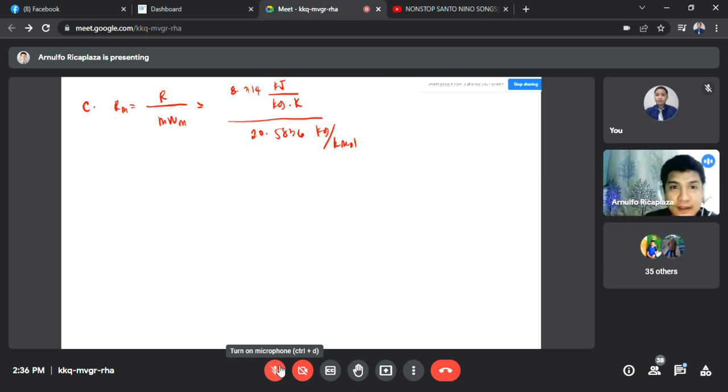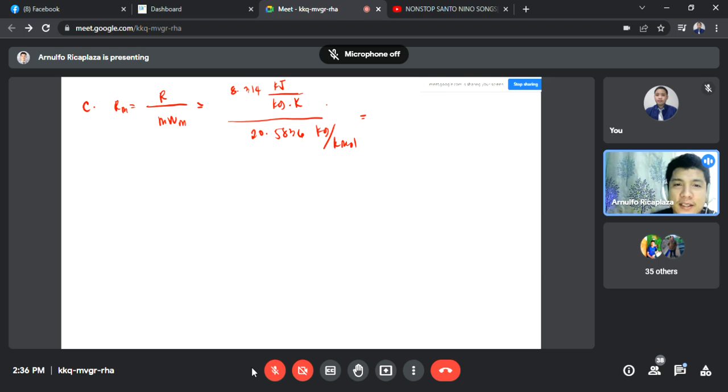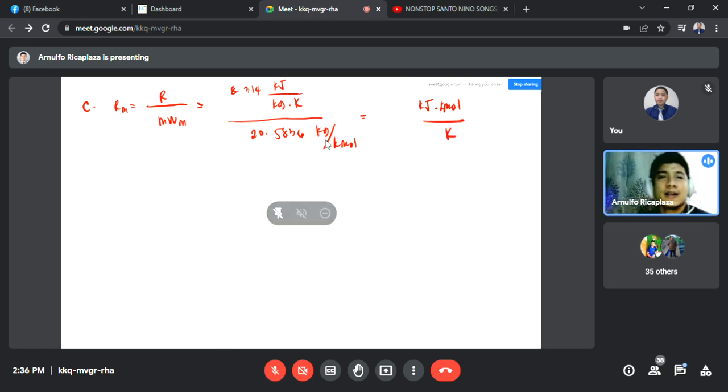Okay, guys, what did you notice in our conversion? If we do unit analysis, the unit is in kilojoules per kilomole Kelvin, right? Yes, cancel the kilogram. So there is a mistake in the unit. Going back to the PV diagram, going back to PV equals mRT.